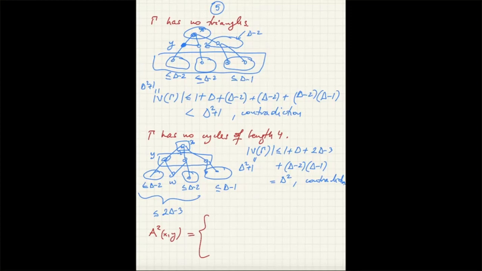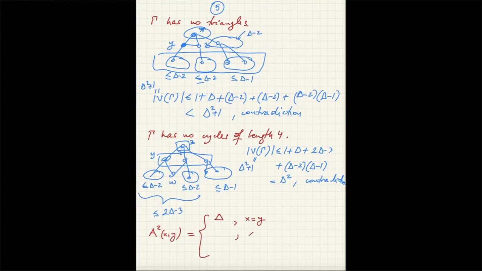So x and y are some vertices in the graph. Now, the easiest case to figure out what the square in position x, y is, is if x equals y. So if x equals y, this counts the number of walks of length 2 from x to x. And such a walk of length 2 from x to x means you start at x, you go on an edge which contains x, and you come back on the same edge. And how many edges are containing x? There are delta of them. So that's easy.